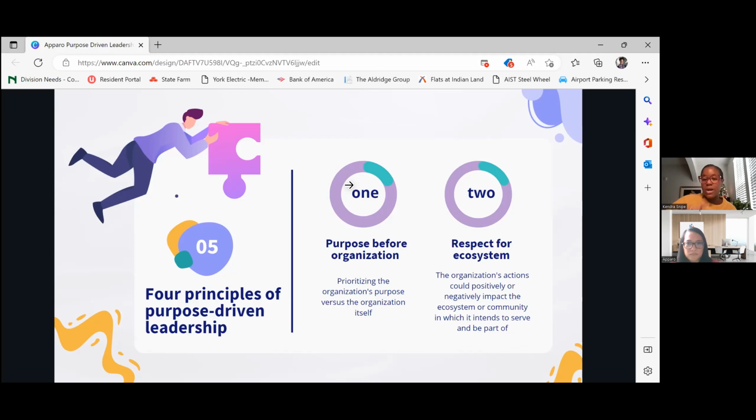I want to be clear: you're serving the community, but you also have to consider yourself part of the community. What respect for the ecosystem is doing is posing the question of how your organization is actually impacting the ecosystem. Are you doing what needs to be done to close the gaps? Are you widening the gaps because you're doing things that are not necessarily eco-friendly?